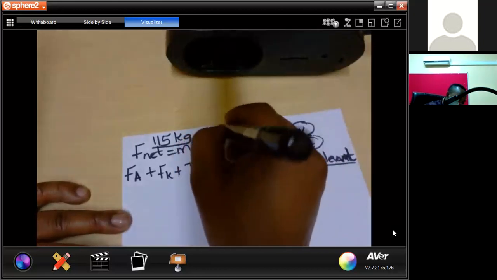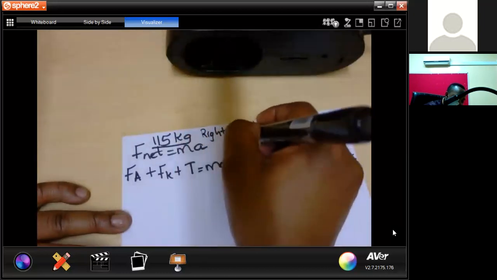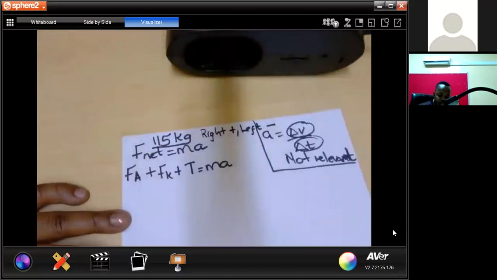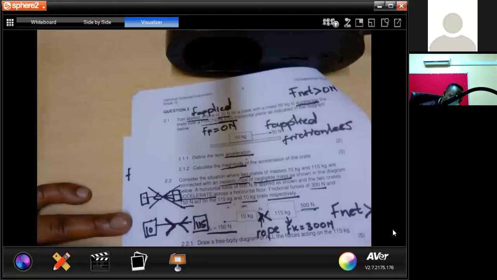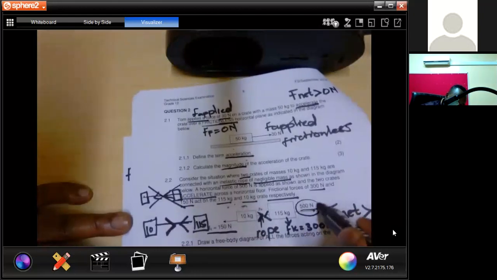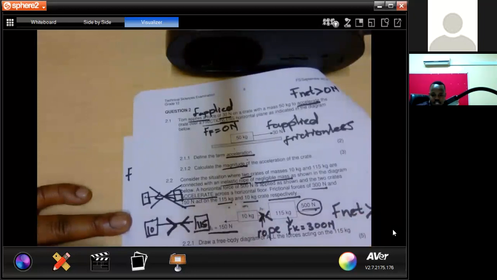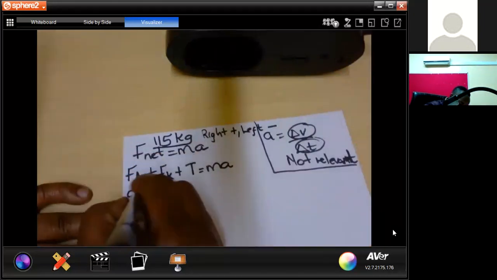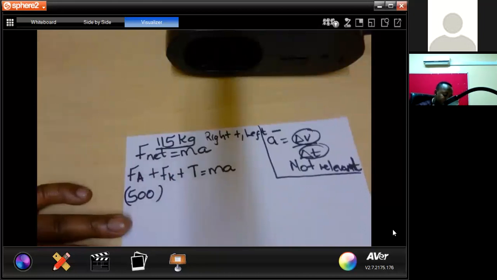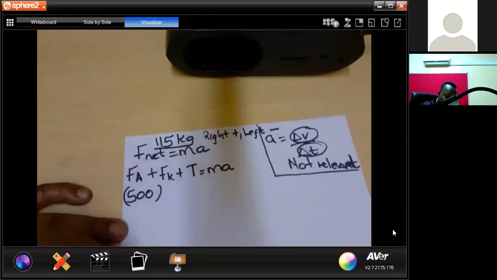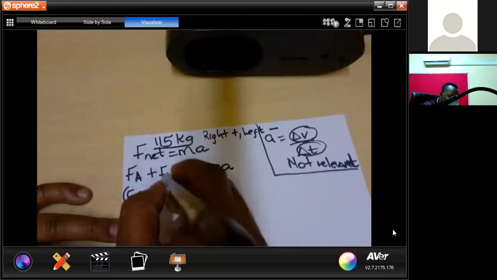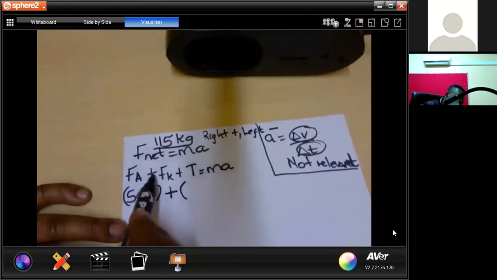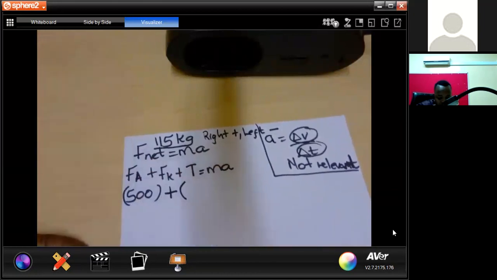Now, let us choose our direction. Let us say to the right is positive and to the left is negative. Then we check if we have the magnitude of the applied force. And yes, we do. It was given from the onset, and its magnitude is 500 newtons. And it's acting to the right, and therefore I will substitute the value as positive, which is 500. Remember, it's a vector. We are going to substitute it with direction, plus the kinetic friction. So plus there means I am adding the forces.